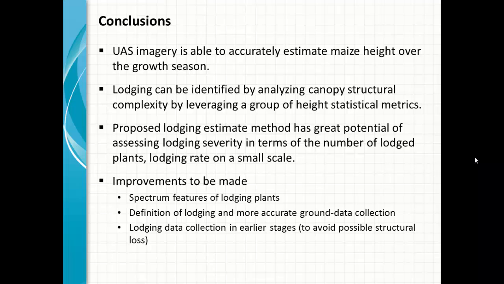Lastly, here are the improvements to be made. The first is the spectral features of lodging plants. At this stage, we just use structural complexity and anomaly, but we haven't used the spectral features. The second is the definition of lodging and more accurate ground data collection, because remember we defined lodging in this study as a 60-degree incline from the vertical position. But this is hard and also subjective. And third is lodging data collection at an early stage, to avoid possible structure loss.